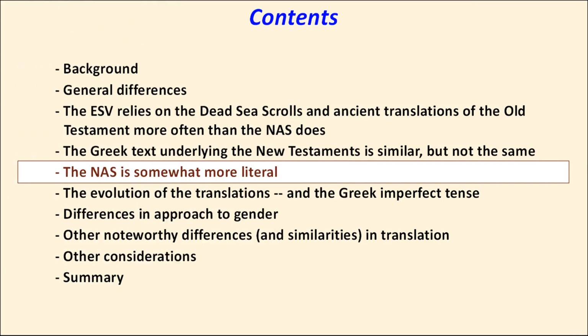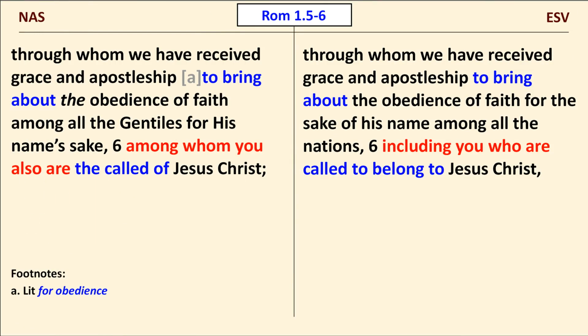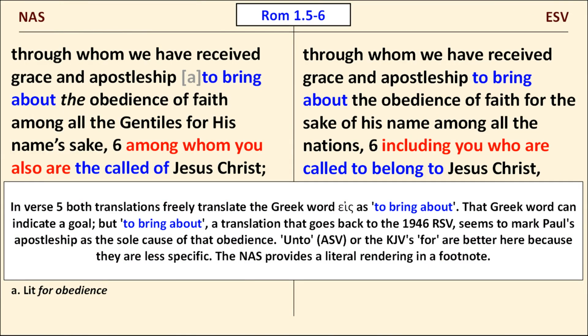We'll shift gears now and discuss how literal the translations are. The NAS is somewhat more literal, the way I define it, but not always. We'll look at a few examples. We'll start at Romans chapter 1, verse 5 through 6, and discuss the words in blue and red. Early in the passage, both the NAS and the ESV translate the Greek word eis with to bring about.